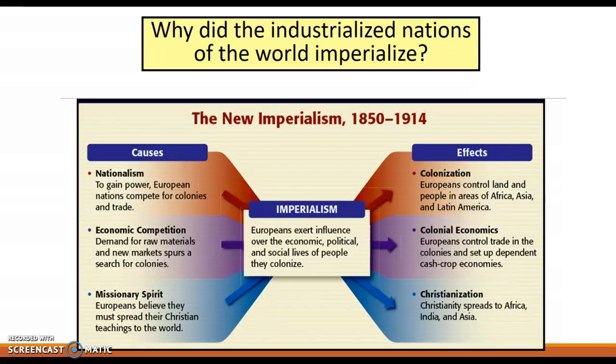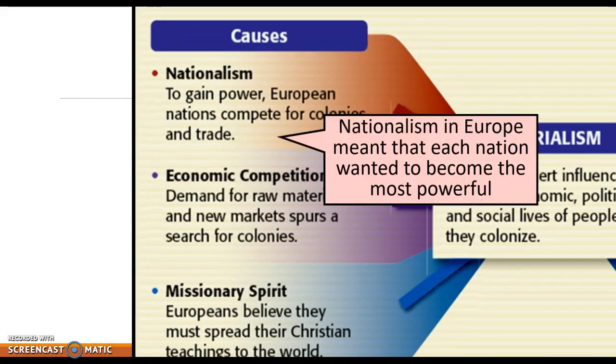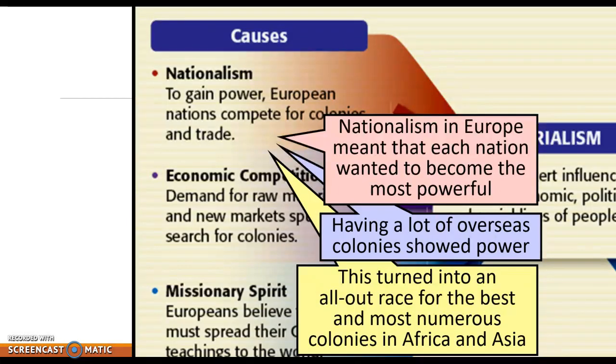So why did other nations of the world decide to imperialize? Well, there's a lot of things happening here. In fact, you might have heard about them before, like nationalism, right? Nationalism in Europe really meant that each nation wants to become the most powerful and that they believe that they are entitled in some way, shape, or form to have these colonies, right? And again, having those colonies really shows a lot of that power piece, okay? There were other things happening as well during this time, like our missionary spirit. So in other words, people really want to go out and convert to Christianity.